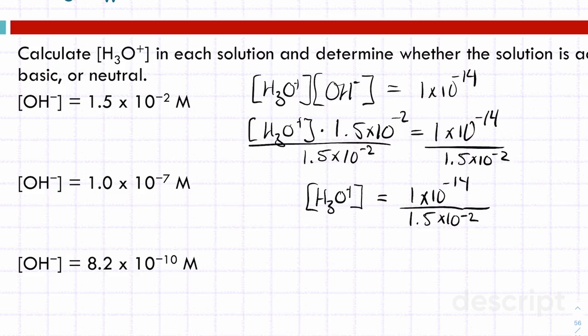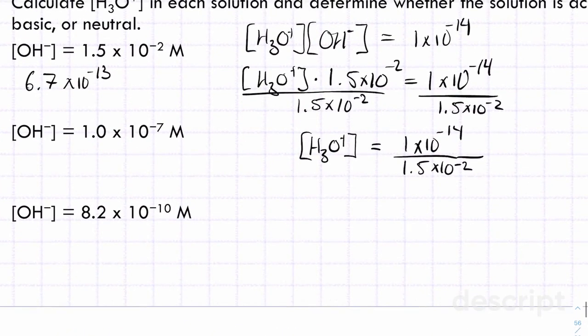Okay, so 1 e to the negative 14 divided by 1.5 e to the negative 2. So this first one is 6 point, with the correct sig figs, 6.7 times 10 to the negative 13. And if you're still not using that E button, which means exponent, you should be doing that. So that would look like 1E negative 14 on the calculator divided by 1.5 E to the negative 2.